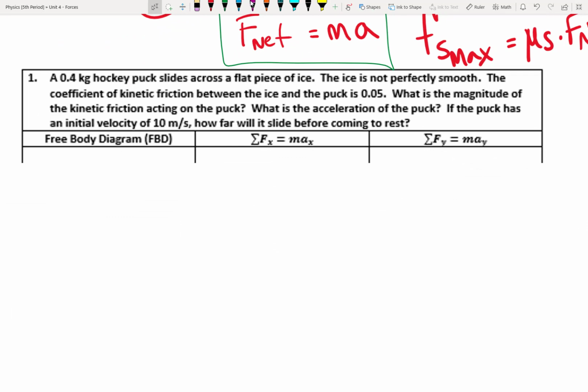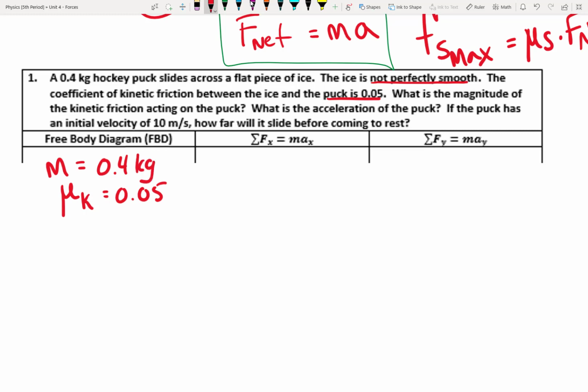This number one. A hockey puck slides across a flat piece of ice. The ice is not perfectly smooth, so we have friction. The coefficient of kinetic friction between the ice and puck is 0.05. I'm just going to list some stuff down below to keep track of it. 0.05 is the coefficient of kinetic friction. I was also told the mass at the top, let me get that down, 0.4 kilograms.